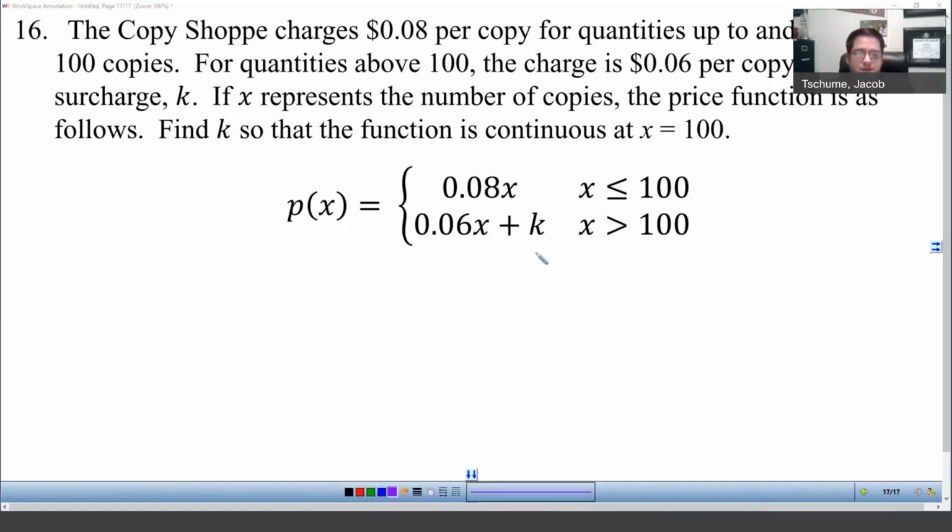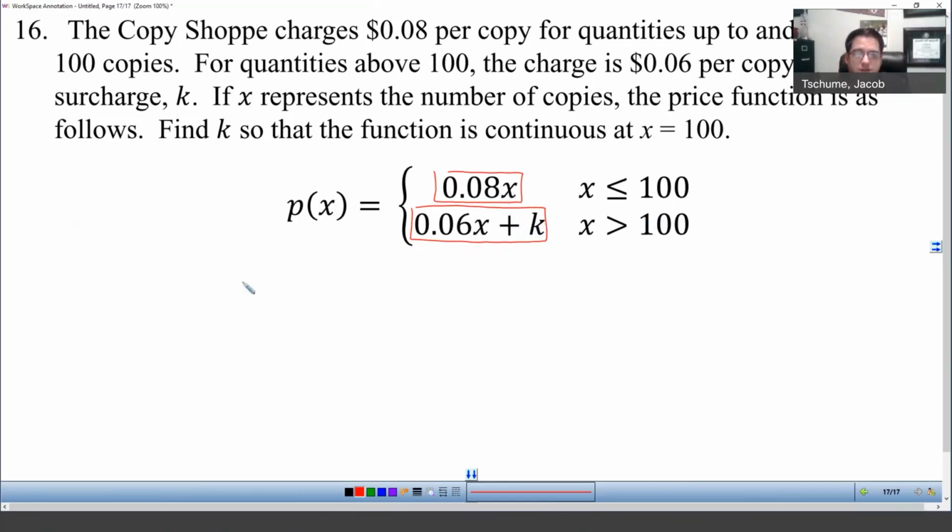So what you have to do here is, as you can see, if you have 100 or less copies, so X is less than or equal to 100, they're going to charge you 8 cents a copy. If you get more than 100 copies, they're going to charge you a surcharge K, and then they're going to charge you 6 cents for every copy after that. We've got to find this K that makes this a nice continuous function. Now, as we just saw in number 15, the big issue is that if the limit doesn't exist, that's an issue. So I need these two values to equal each other when the domain starts to change.